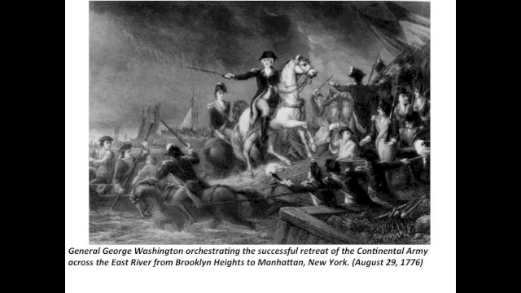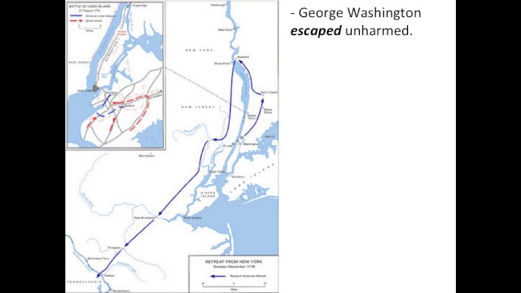It was so bad that General George Washington, which you see here on his horse, actually had to retreat. So they retreated from Brooklyn to today Manhattan. George Washington escapes unharmed, but it is embarrassing to have a retreat and to flee from the Battle of Long Island. And you can see over here, following the arrows, the route that he took to retreat.